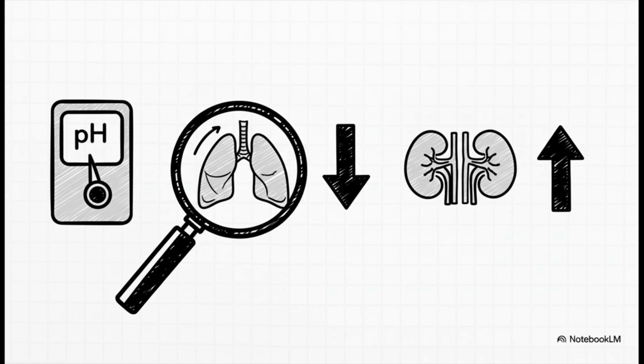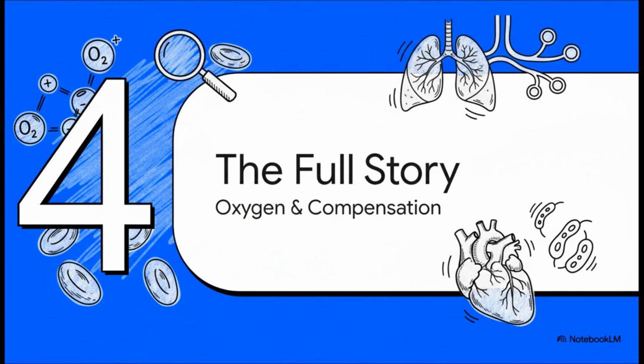And that's really the whole secret. This isn't about memorizing a bunch of crazy charts. It's just pattern recognition. You just ask, which of my suspects is moving in the same direction as the pH problem? That's your primary disturbance. Simple as that. So we've nailed down the primary problem, we found our main culprit, but hold on.